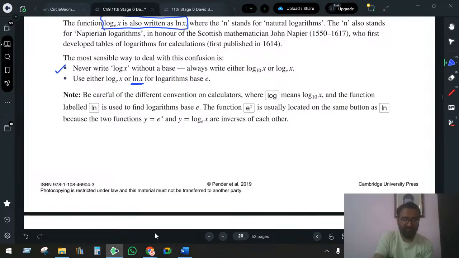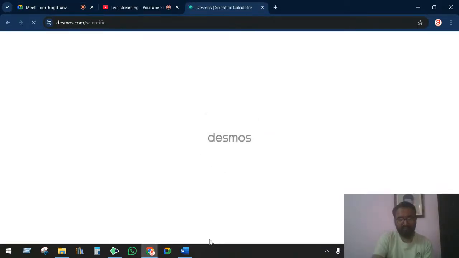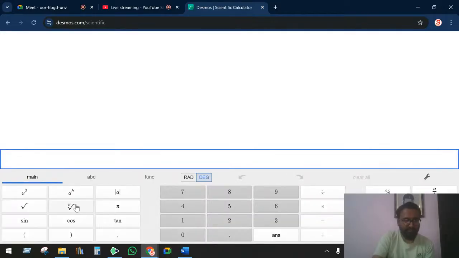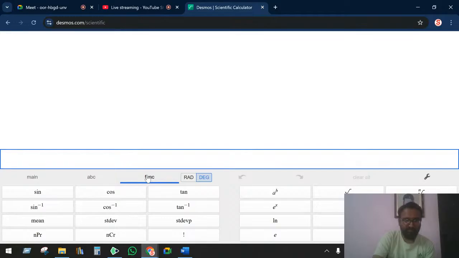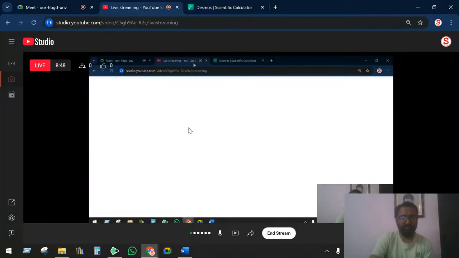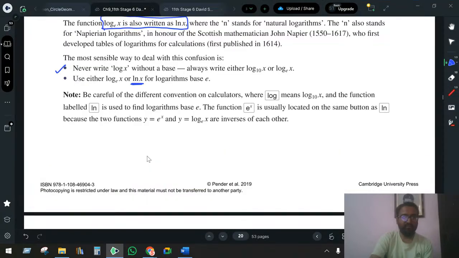So wherever you see ln on a scientific calculator, there you can also see e power x on the same button. Can we see Desmos? So this is the Desmos calculator. Here, where is ln? There is no ln. These are the functions. So where are ln and e power x? Both are neighbors, no? And log means log base 10, not log base e. The most important observation is to consider this kind of special conventions.